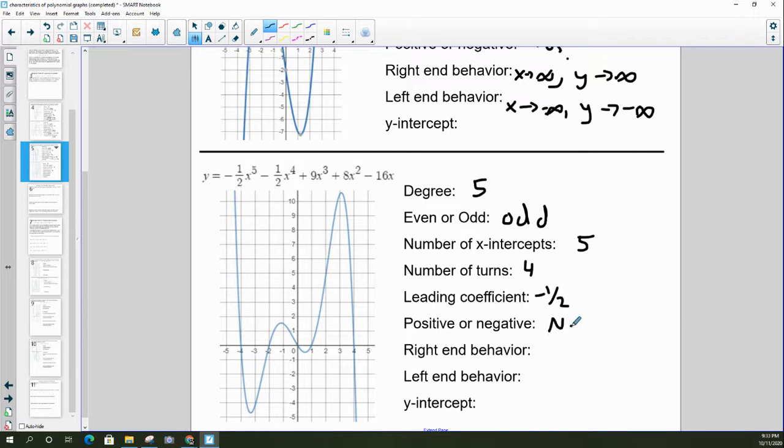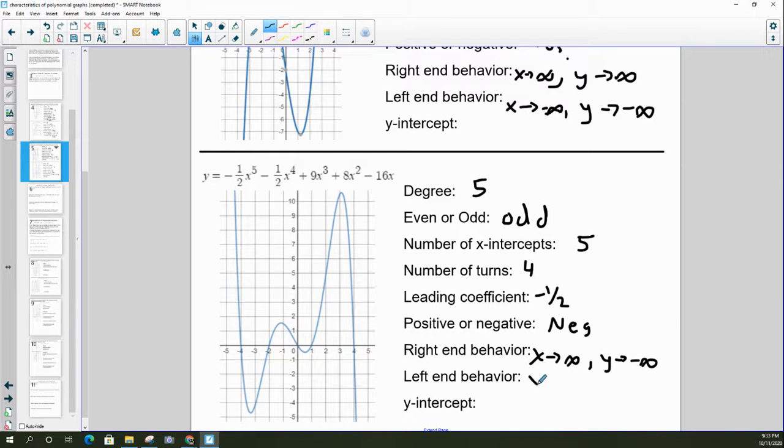Okay, leading coefficient here is negative 1/2, so that's negative. Now here the right hand behavior. As x approaches positive infinity, on the right side, now y is going down. Does that have something to do with that leading coefficient? Right, our a, telling us direction. So as x is really big, it should match what our a is doing.